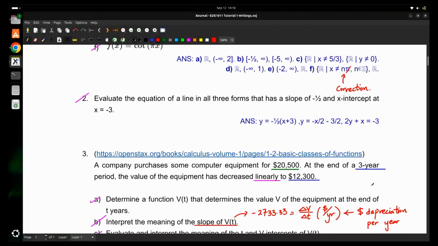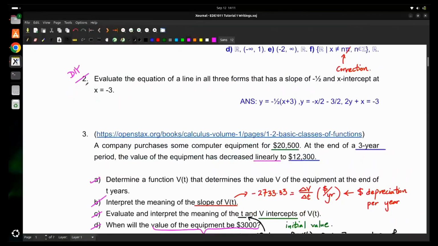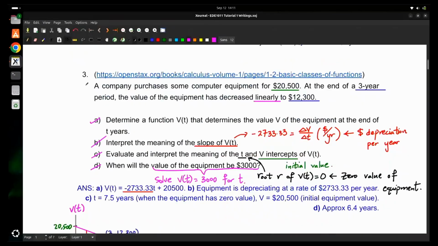Okay, question 2 I think I won't do because this one is very similar to the lecture example. So to evaluate the equation of a straight line in all 3 forms, I think this one you DIY, following the example from the lecture. Then question 3 I went through with the earlier class. Not so much because it's difficult, but more so for the interpretation of the slope and the intercepts. What do they actually mean in the problem here?